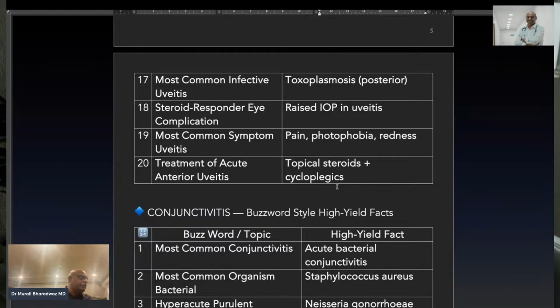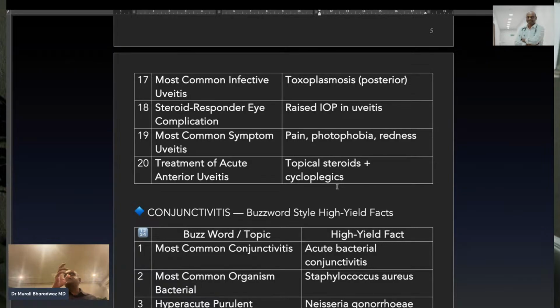Uveitis is inflammation of the uveal tract. So for any inflammation, what will they give? Steroid. Steroid is good, but steroid will cause raised IOP and glaucoma can occur secondarily. Even though uveitis responds to steroid, it can lead to glaucoma.